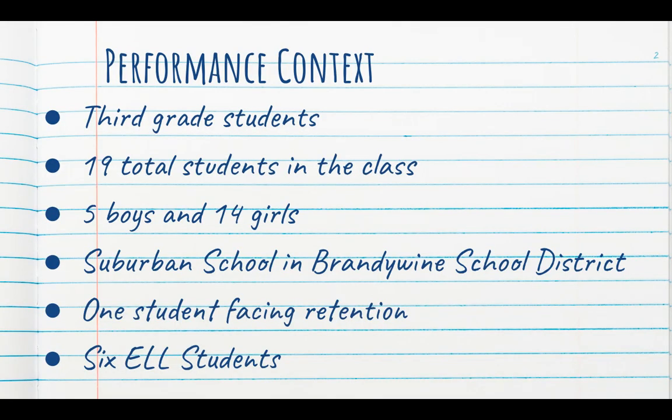This plan was based off of a group of third grade students. There is a total of 19 students in the class, 5 being boys and 14 being girls. This plan was used in a school, which is part of the Brandywine School District, and it is located in a suburban neighborhood in the city of Wilmington. One of the students in the class is facing retention in third grade. There is a total of 6 ELL students in the classroom.